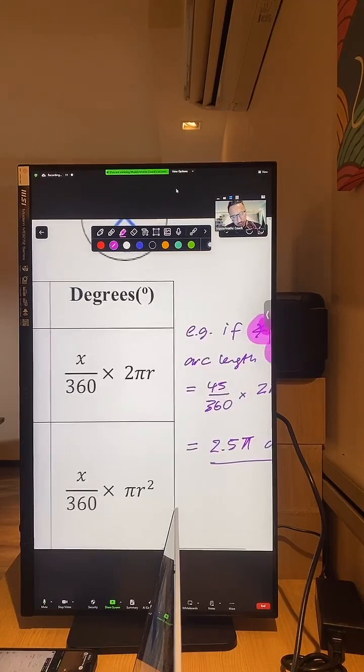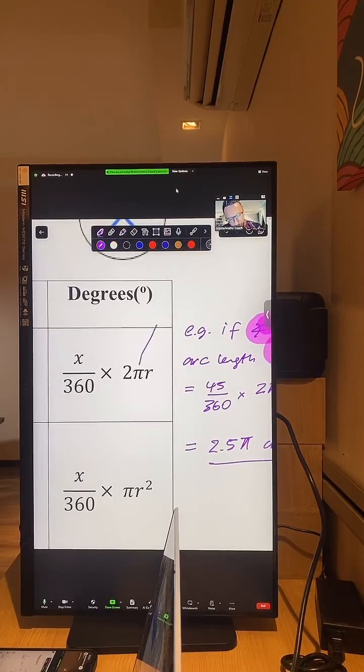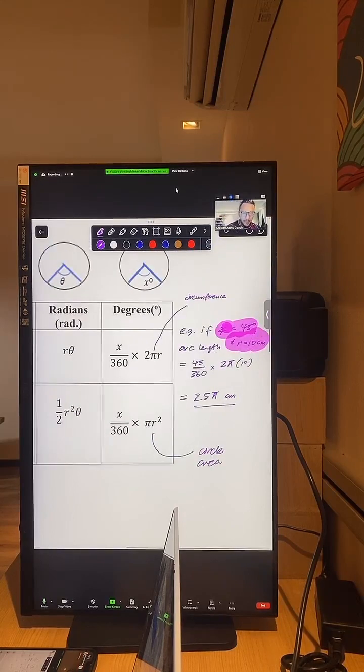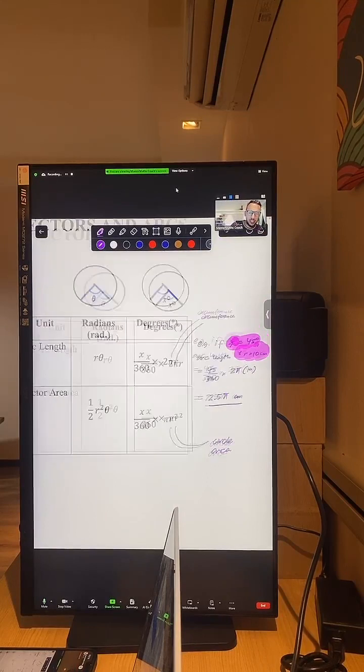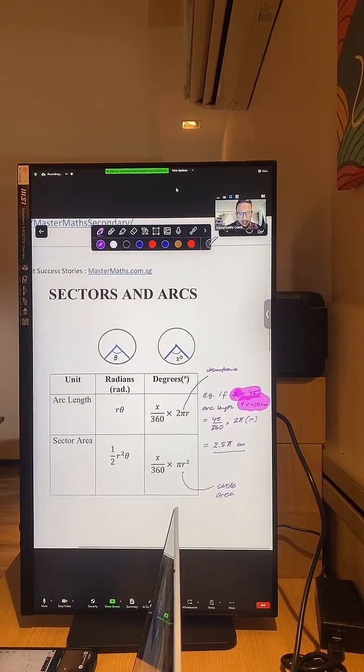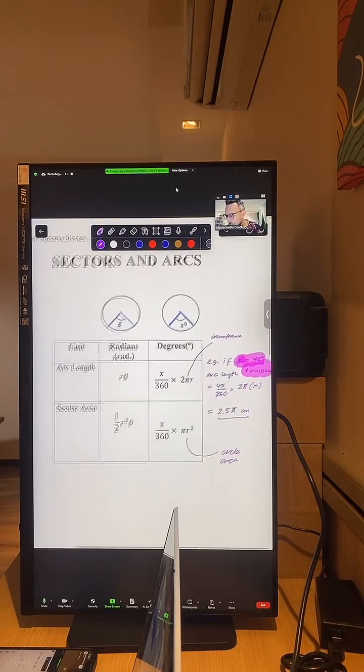This is actually the formula for circumference, isn't it? So your arc length is a fraction of your circumference. Your sector area is a fraction of your circle area. So do try to memorize the set of formulas that you see here. Very important, especially if you're doing this in school. Sectors and arcs. I cannot help you to memorize. You have to memorize yourself.